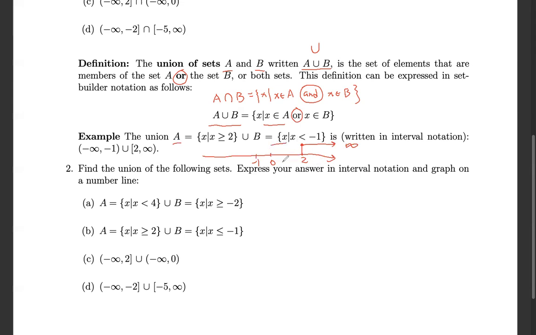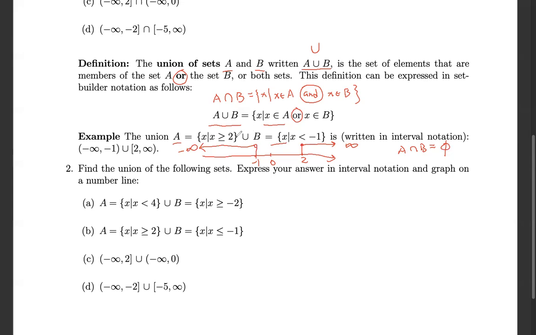B is x less than -1. -1 is here, right? Not including -1 because there is no equal sign. Less than goes to negative infinity. But if we talk about intersection, A intersect B would be empty, right? Because this one goes from -1 down to negative infinity, and this one from 2 up to positive infinity. There's no intersection of those two sets, so the intersection will be empty.